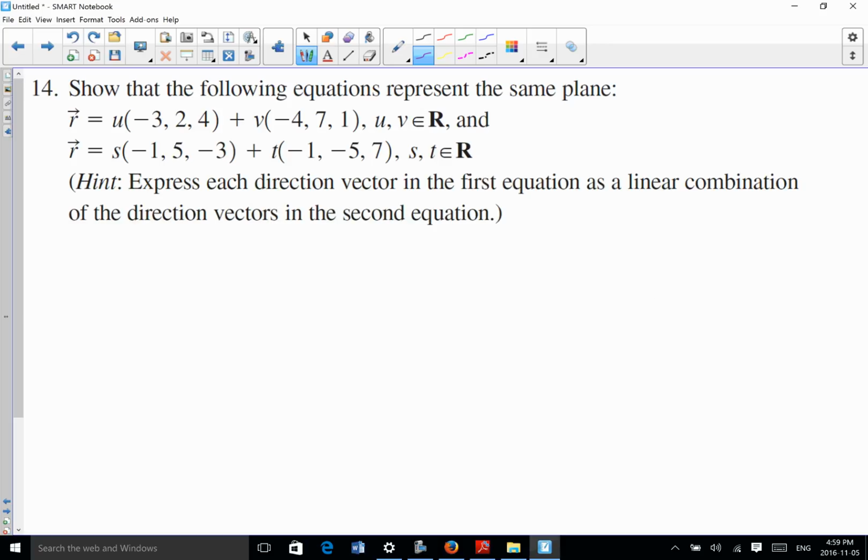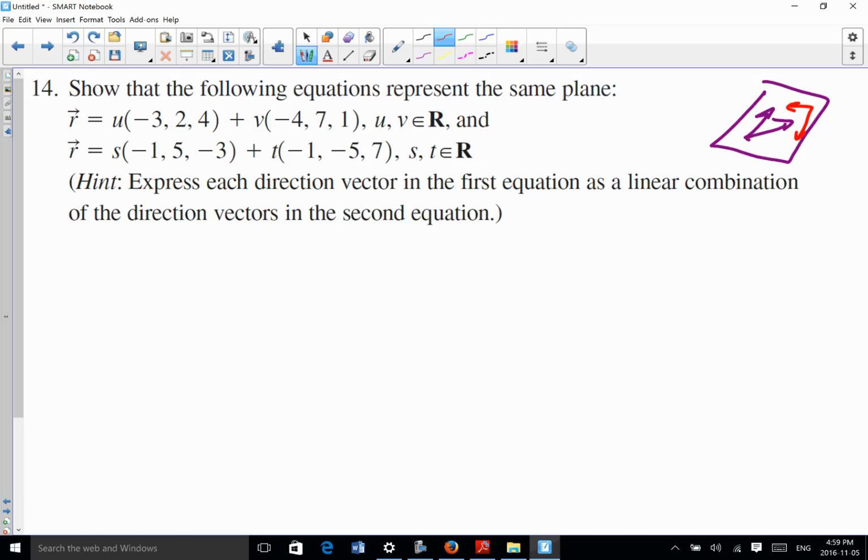Number 14. The question shows the following equations represent the same plane. Well, if they represent the same plane, that means they can define the same plane. That means all four of the vectors have to lie in the same plane. So this one has to lie that way, and maybe that's the first one. And the second one can lie this way and this way. But together they actually define the same plane.